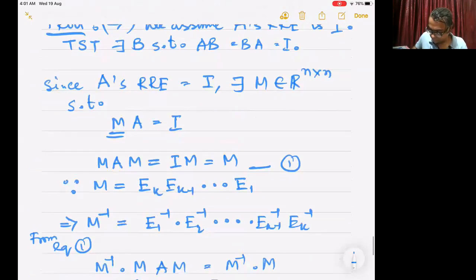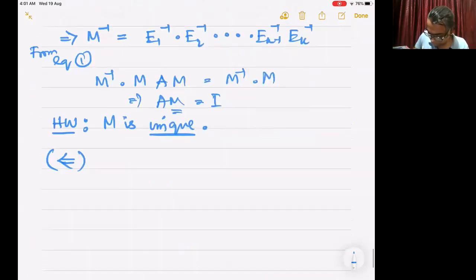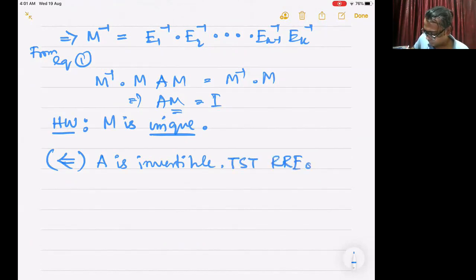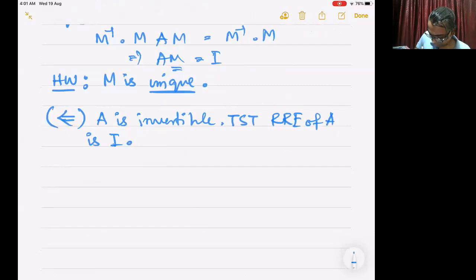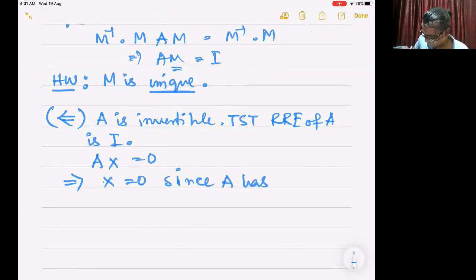So here, we assume A is invertible, to show that RRE of A is identity. This is in fact very simple. AX is equal to 0. X must be equal to 0 since A has an inverse, right? A has inverse B.